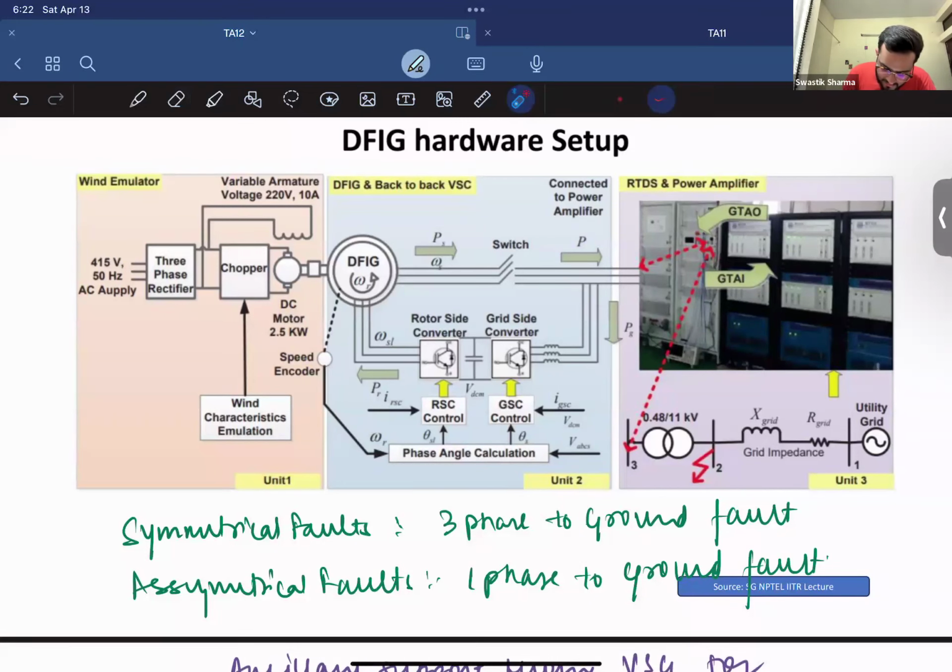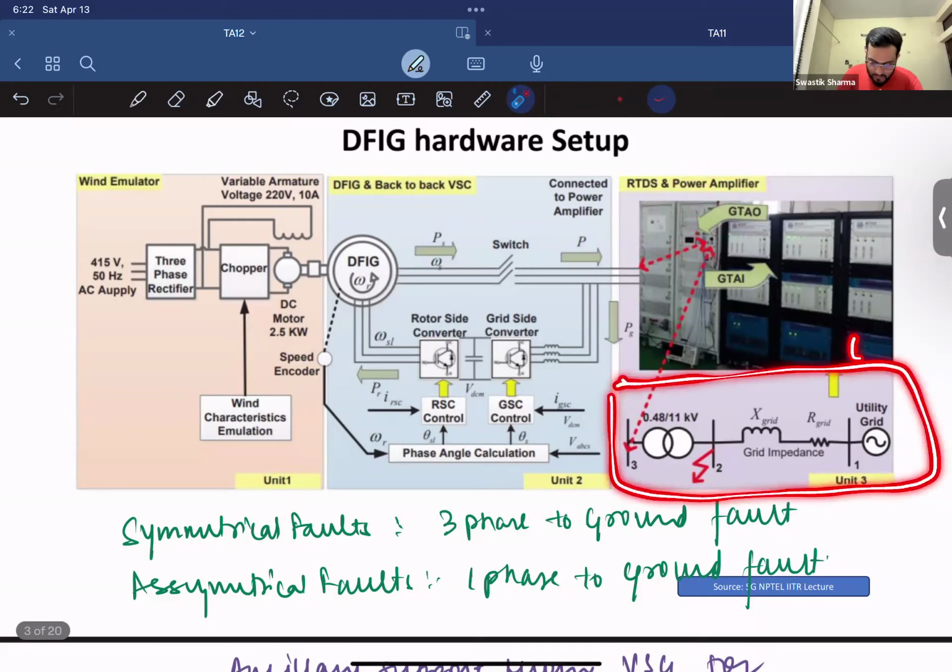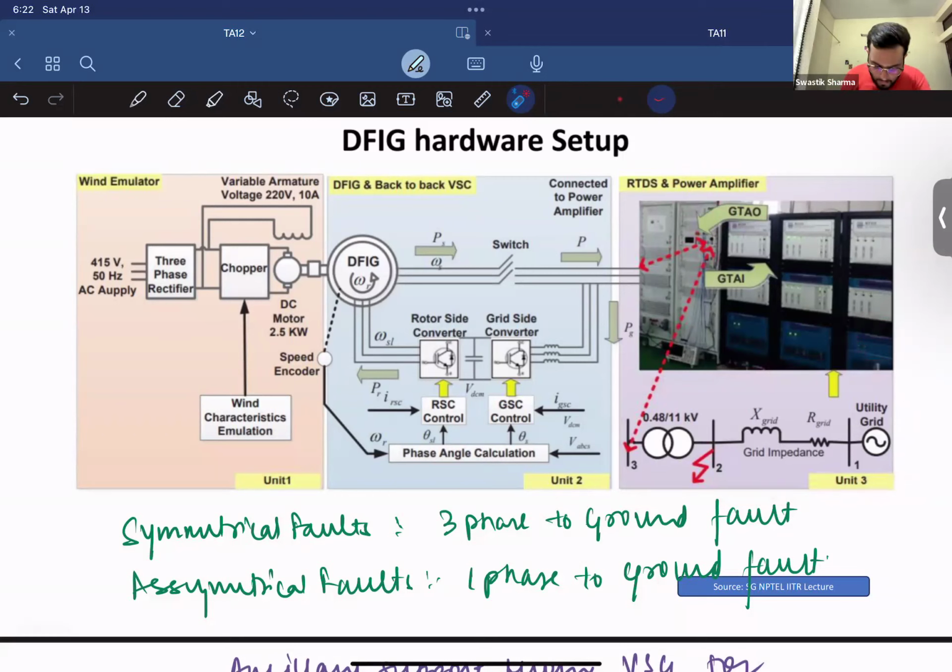they have connected this DFIG to this power amplifier, which is in turn connected using this GTAO card, where this whole network is being simulated on RTDS. So this GTAO, which is the gigabit transceiver analog output card, sorry, analog input card, is where you want to input your stuff. It is taken into your RS card and it gives you results, and it's fed back to this GTAO card. And this DFIG setup is simple, so you want to simulate real wind scenarios, right?